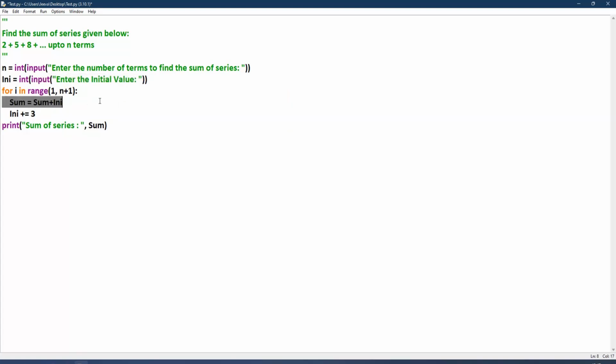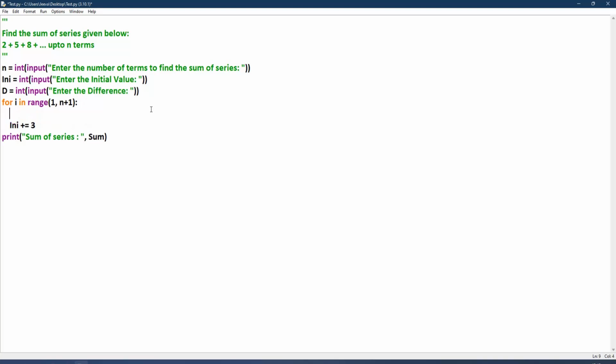I don't need to have sum. Instead of the constant value 3, let me take even that from the user. Let the variable for the difference be d. Let me copy this and paste below. Enter the difference.